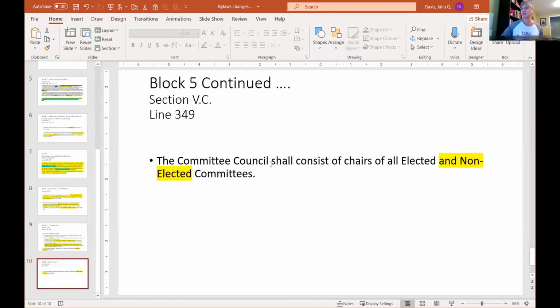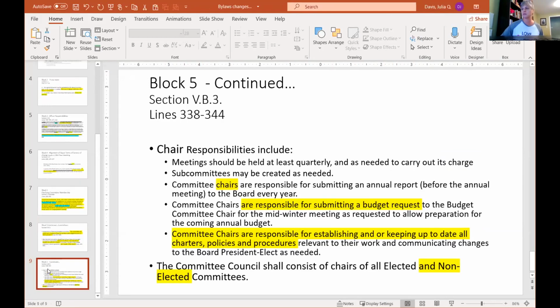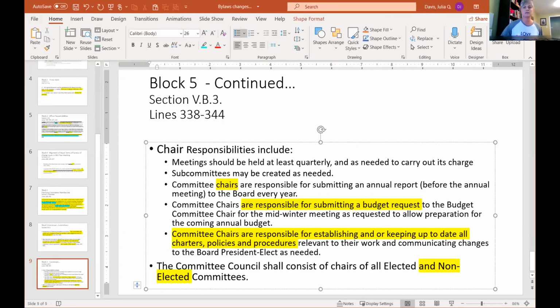Okay, the last one here, the committee council shall consist of chairs of elected, oh, I'm sorry, that's the same thing. Extra. Here we go. So let me ask if there are comments or questions here. Floor is open for discussion. Okay, we have a comment by Linda McBurney.